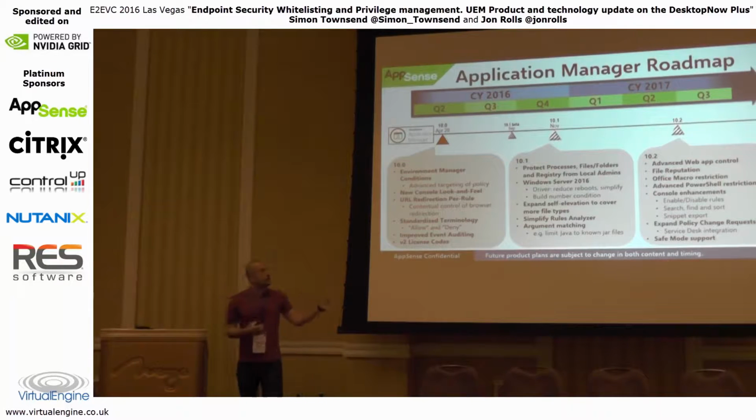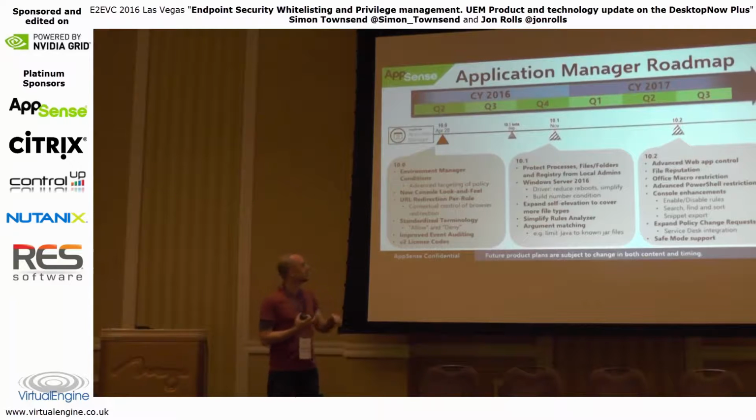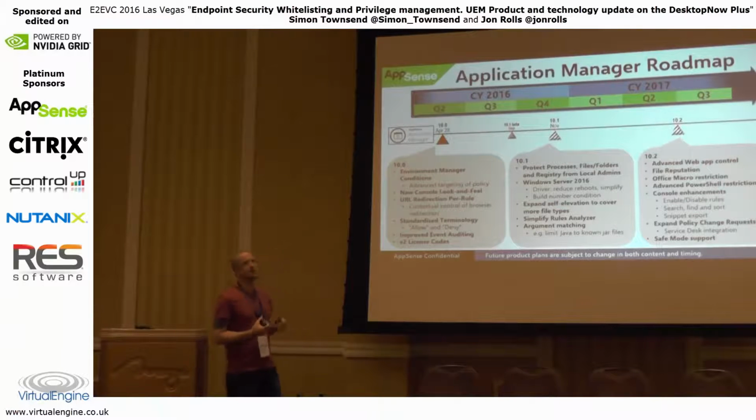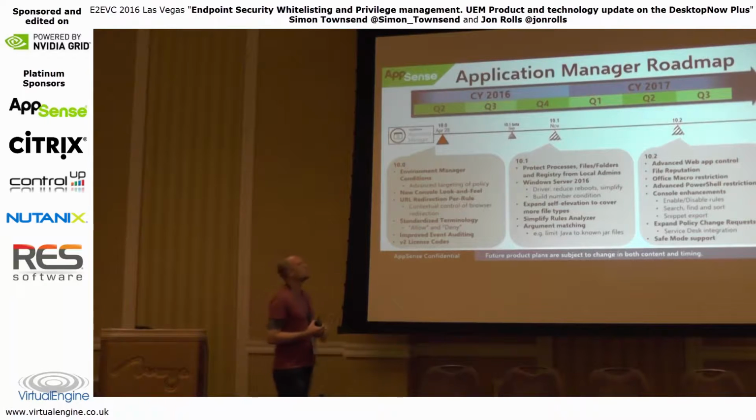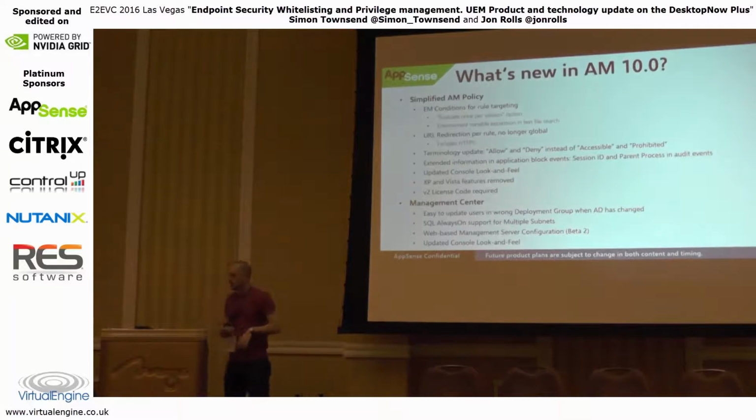So some of the things we're looking to add going forward: being able to protect processes from local admins, being able to protect files and folders. So if you don't want a local admin being able to delete the host file or something, then we'll better protect that. And then we're looking more at advanced web app control and file reputation, something that Landesk can bring to us. And I'll go through version 10 in more detail.